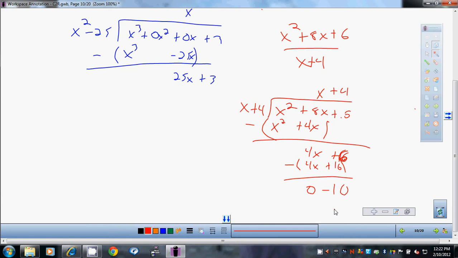That's it. So if you want to write somewhere on your notes, slant asymptote equals long division, done. And throw away the remainder. And that's it. Question? Long division. Throw away your remainder.